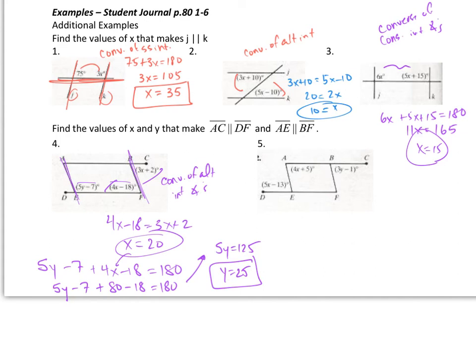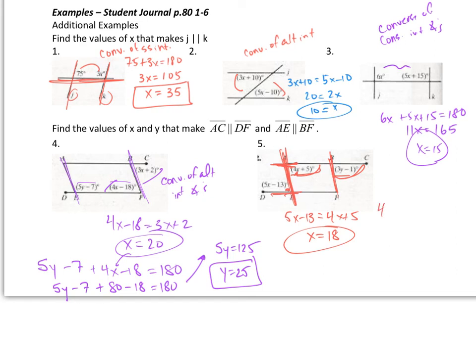All right, let's take a look at the next one. Over here, to get these to be parallel, these would be converse of alternate interior, right? Because I'm proving parallel, so that's why I'm saying converse. So 5x minus 13 equals 4x plus 5. Over here, x would be 18.